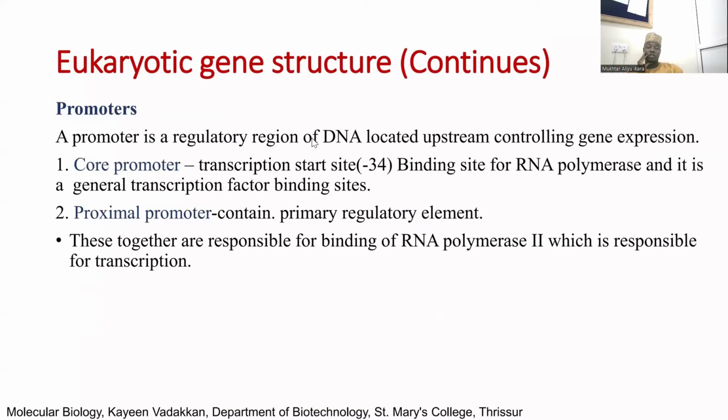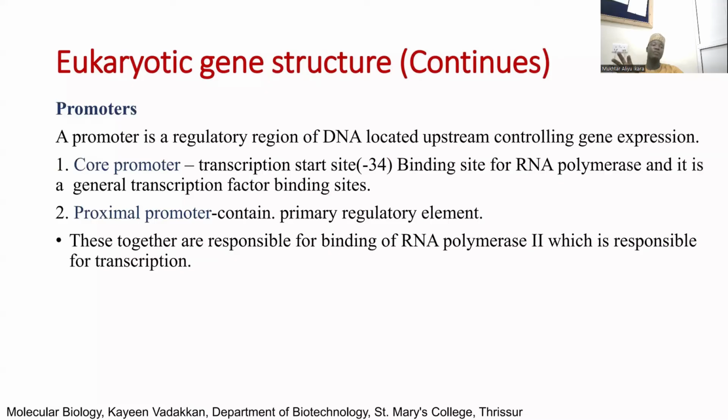And then the next thing is eukaryotic gene structure. In eukaryotic gene structure, as I said, it is more complicated than prokaryotic gene structure. So also in eukaryotic genes, we have promoters. And these promoters are a regulatory region of DNA located upstream controlling gene expression. So that is what we call the core promoter. In the core promoter, the transcription start site is at -34, which is the binding site for RNA polymerase, and it is a general transcription factor binding site.